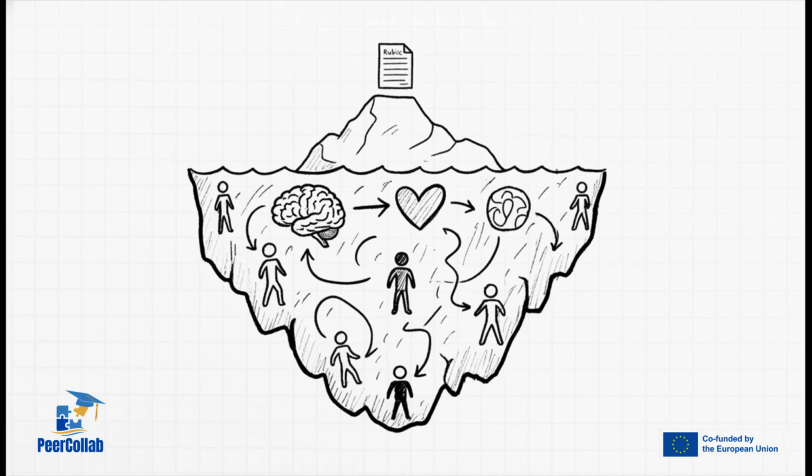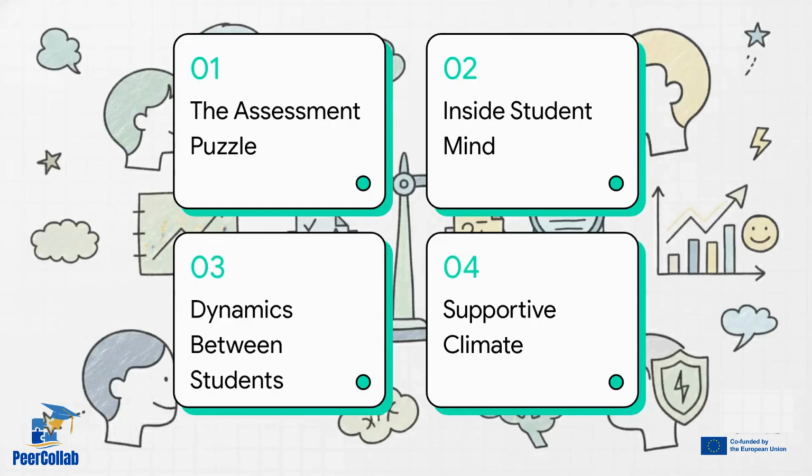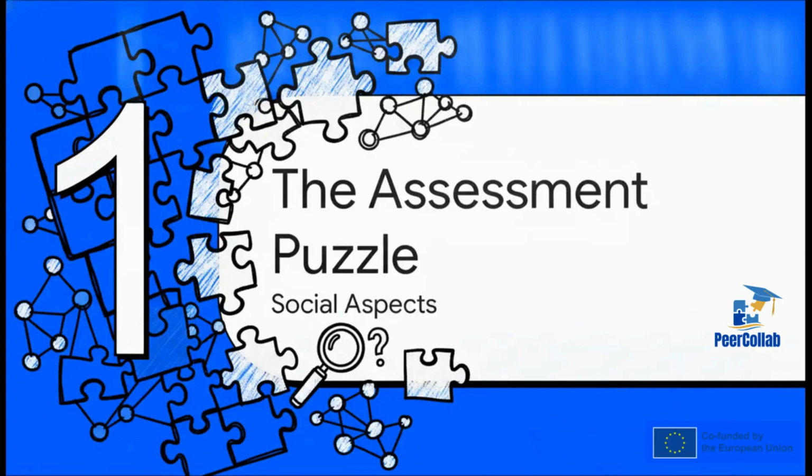The whole premise of our explainer today is that successful peer feedback relies almost entirely on human psychology. We're talking about those complex, often invisible social currents flowing right beneath the surface of your classroom. And honestly, if we don't get a handle on these, even the most beautifully designed assignment is going to fall flat. To wrap our heads around this, we're taking an inside-out approach today. First, we'll look at the peer assessment puzzle, then step inside the student's mind, zoom out to the dynamics between students, and finally, focus on building a supportive climate. Let's kick things off with part one, the peer assessment puzzle.